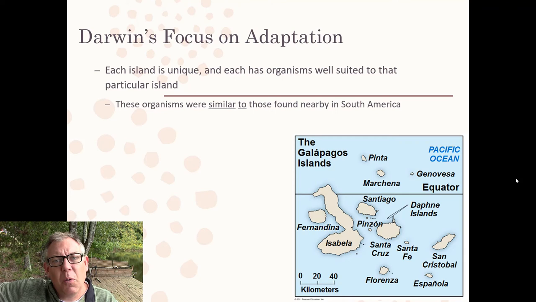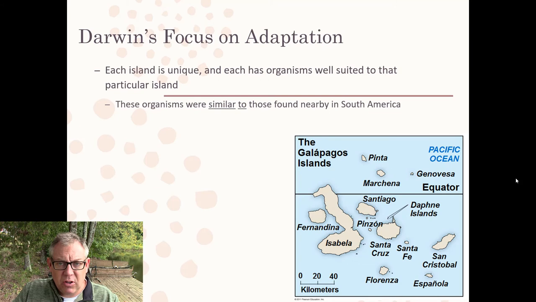That's interesting. And he also noticed, because he'd been in South America collecting, that these organisms on the Galapagos Islands are very similar to organisms that I see in South America, too. And so it really makes sense that these organisms probably originally came from South America, but then they changed when they got to the islands.